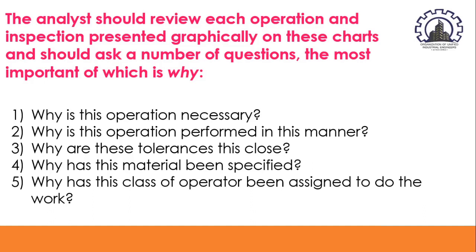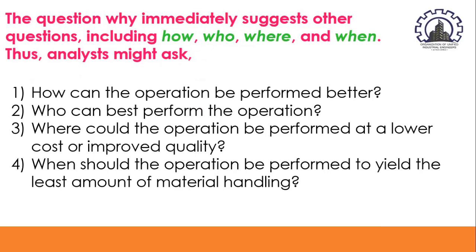Third, why are these tolerances disclosed? Because there are some tolerances that are close enough or that are far away from each other. And fourth, why has this material been specified? And finally, why has this class of operator been assigned to do the work? Now, the question why immediately suggests other questions, including how, who, where, and when.